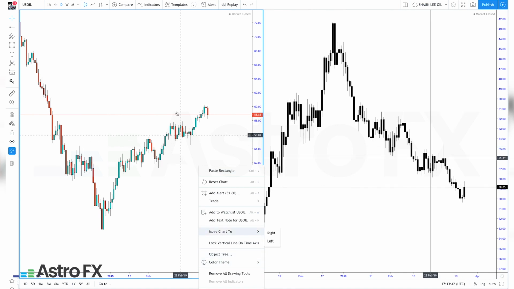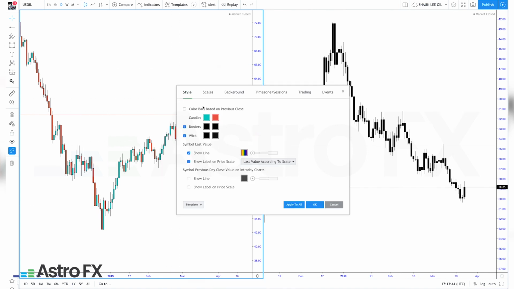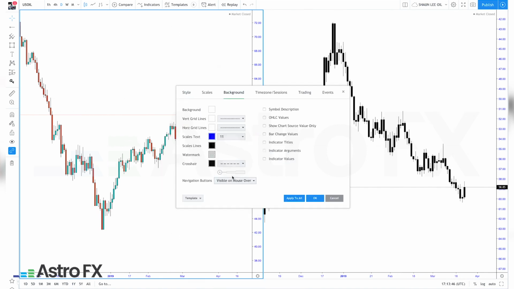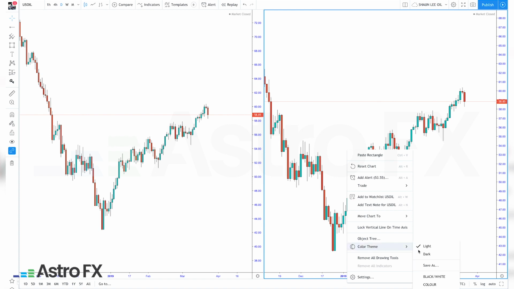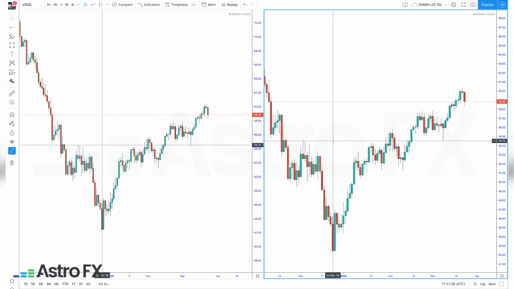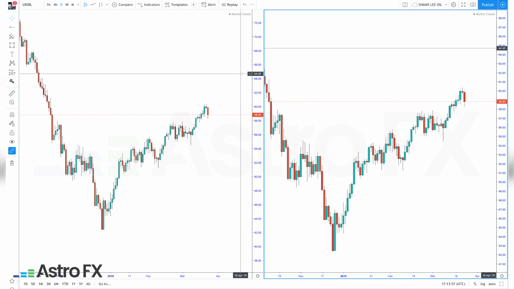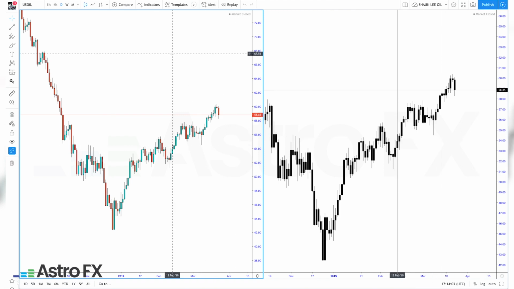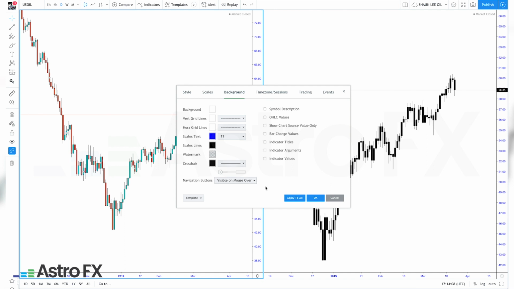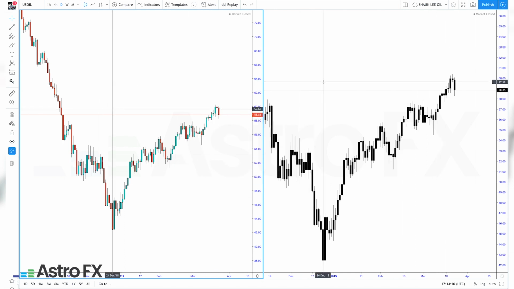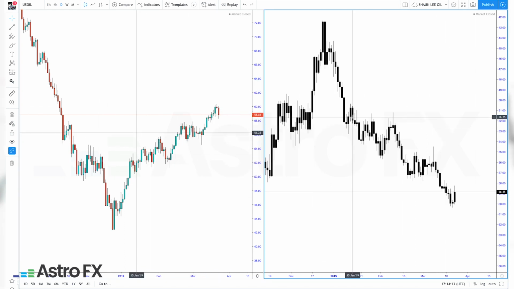Oh, by the way, crosshair, guys, we always want the crosshair to be black, apply to all. Whoops, sorry, let me just refresh. I'll reload this chart. So over here, let's do the crosshair once again. Background crosshair, we want that solid. And we go to Option I, flip the chart.